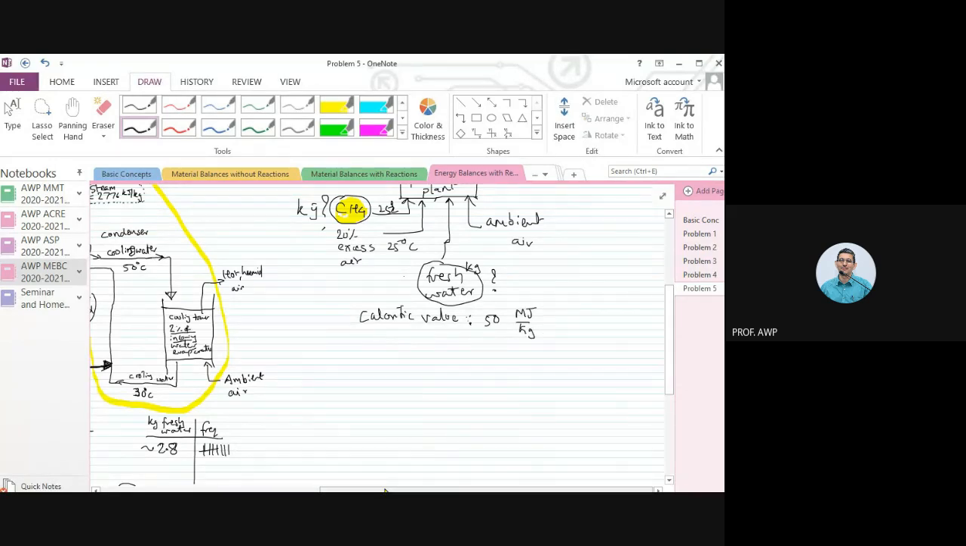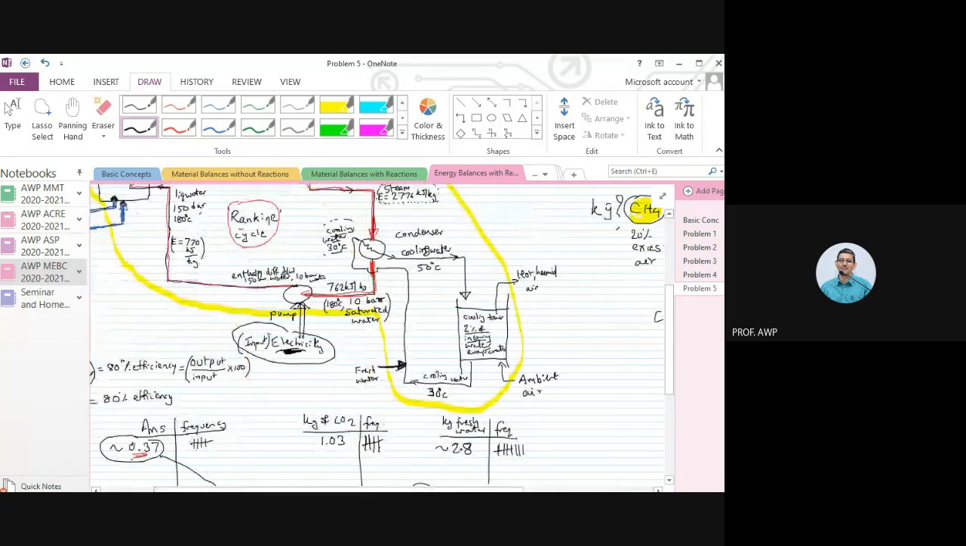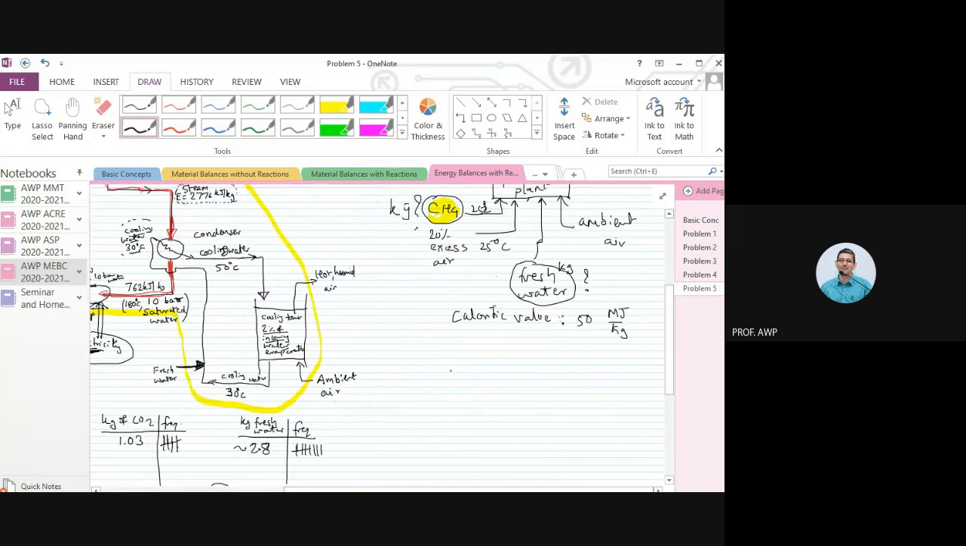And how much methane have we used? We have used, let's say, 0.37 kg. Let's just take 0.37. So how much energy have we got by combustion? Energy generated by combustion is 50 megajoules per kg, and we have used 0.37 kgs. Isn't it? What is the value? 50 multiplied by 0.37.